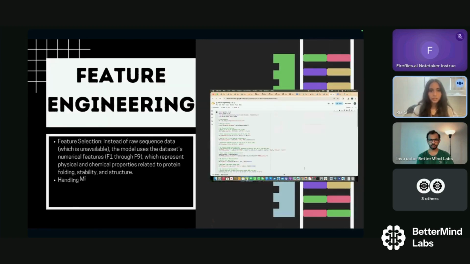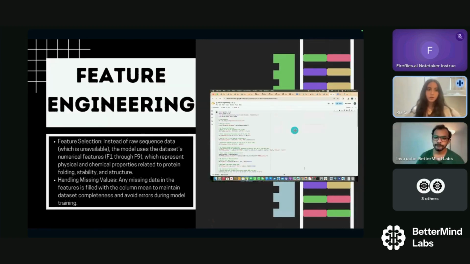And then when it comes to feature engineering, our instructor wanted us to focus on feature selection and handling missing values. So instead of raw sequence data, which is unavailable, the model uses the dataset's numerical features F1 through F9, which represent physical and chemical properties related to protein folding, stability, and structure. And when it came to handling missing values, any missing values in the features were filled with the column mean to maintain dataset completeness and avoid errors during model training.